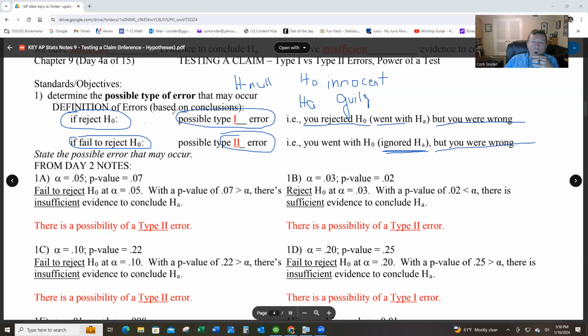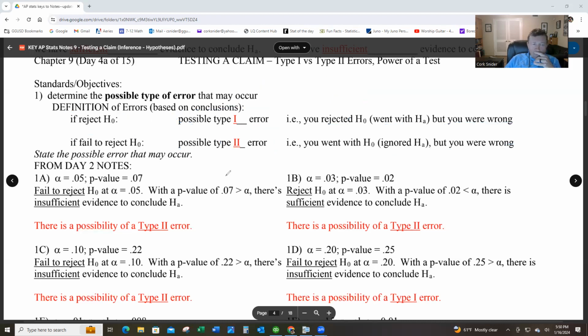Type 1 is also called an alpha error, and Type 2 is called a beta error. There's a lot of vocab here. Alpha error and beta error, or Type 1, Type 2 error. Obviously, A and B, 1 and 2. It makes complete sense.